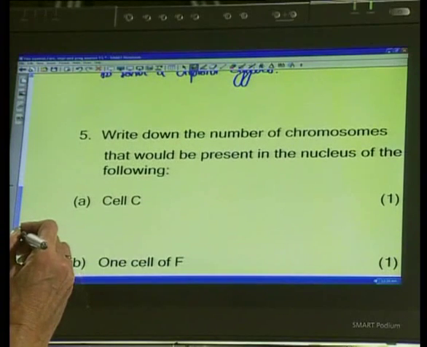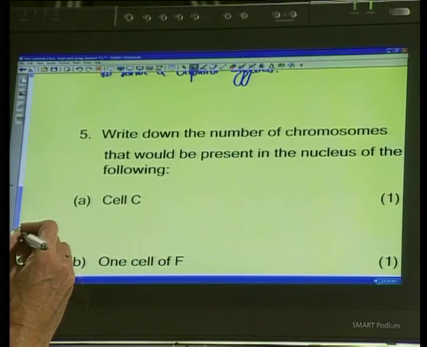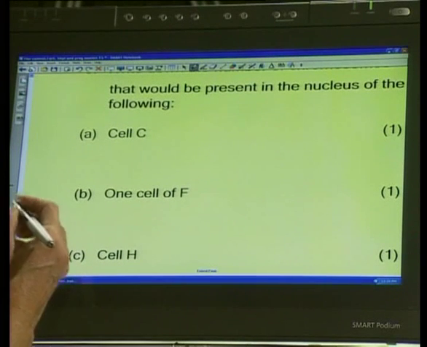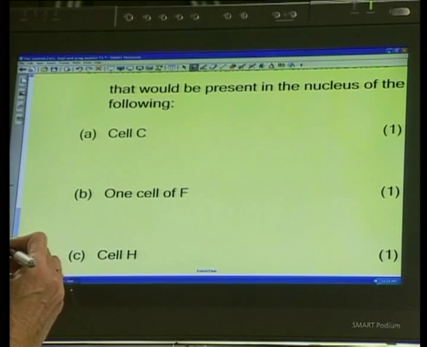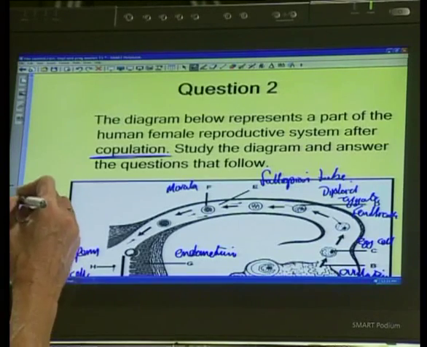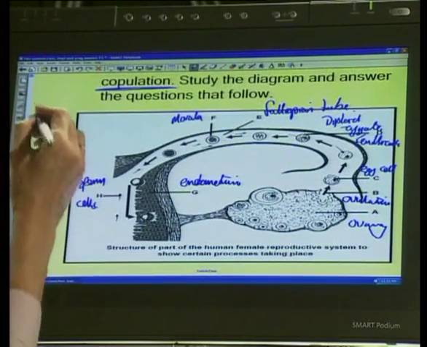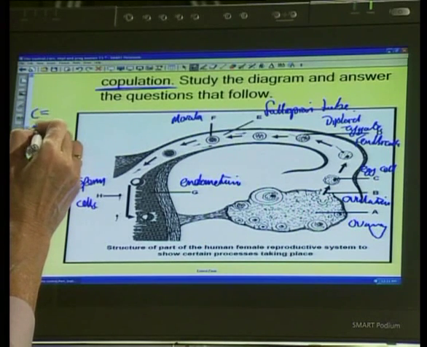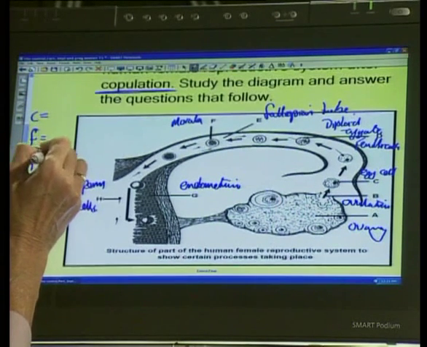Okay? Then write down the number of chromosomes that would be present in the nucleus of cell C and cell F and cell H. Okay, so it's C, F, and H. So let's go back to our diagram. I'm going to write it here. So C, F, and H.